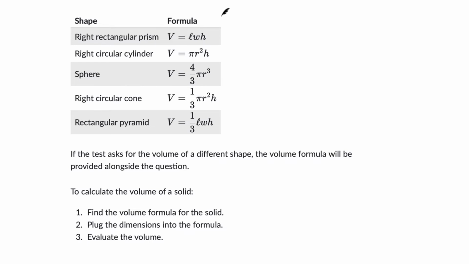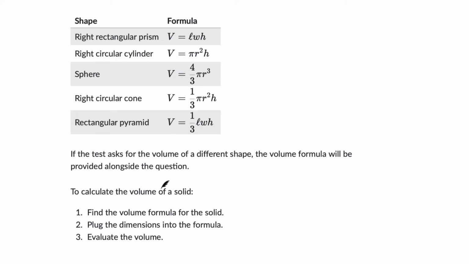These are some common shapes that you should be aware of, like the right rectangular prism. The volume of a right rectangular prism is length into width into height. The volume of a sphere is 4 over 3 pi r cubed. This is very common. Although these formulas will be given at the start of every math section, I'd still suggest that you memorize these formulas to save you time.